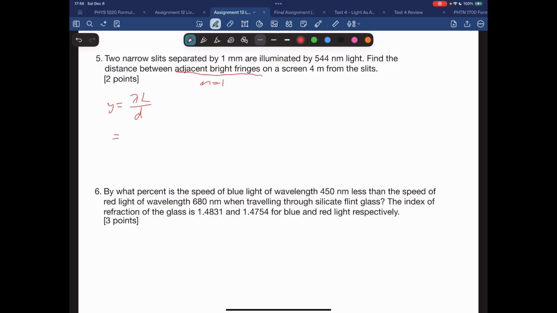We are given 544 nanometer light. We are told it is 4 meters from the screen, and we're told the spacing is 1 millimeter. This is 1 times 10 to the negative 3. I've just written 10 to the negative 3, no need to write times 1. All of this gives me an answer of 2.2 times 10 to the negative 3 meters. A little bit smaller, so I didn't bother writing this one in centimeters.